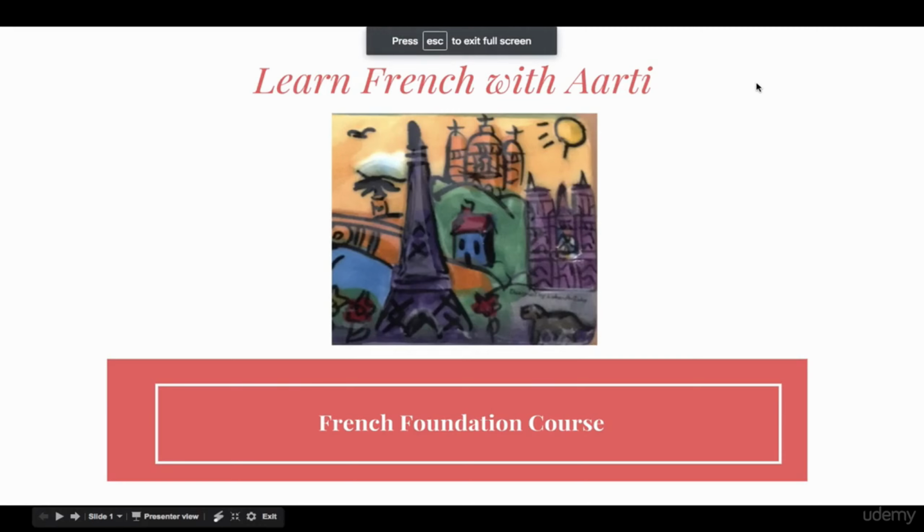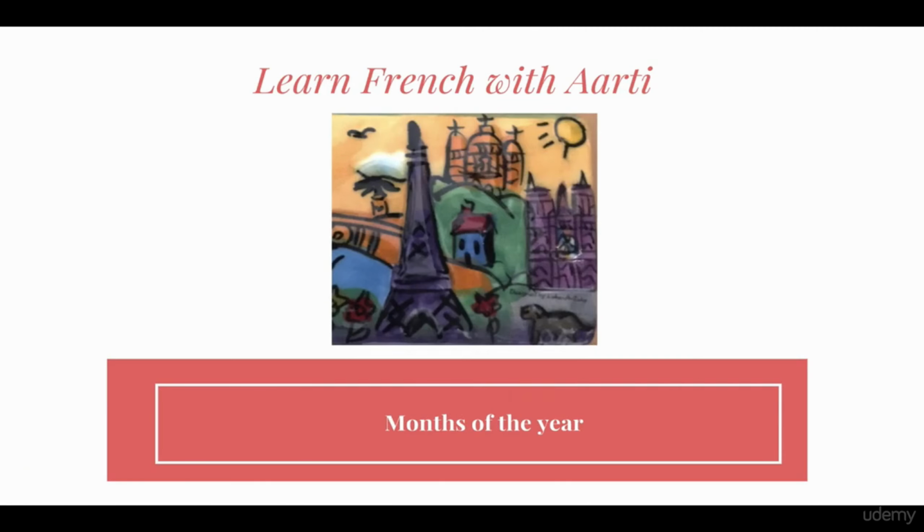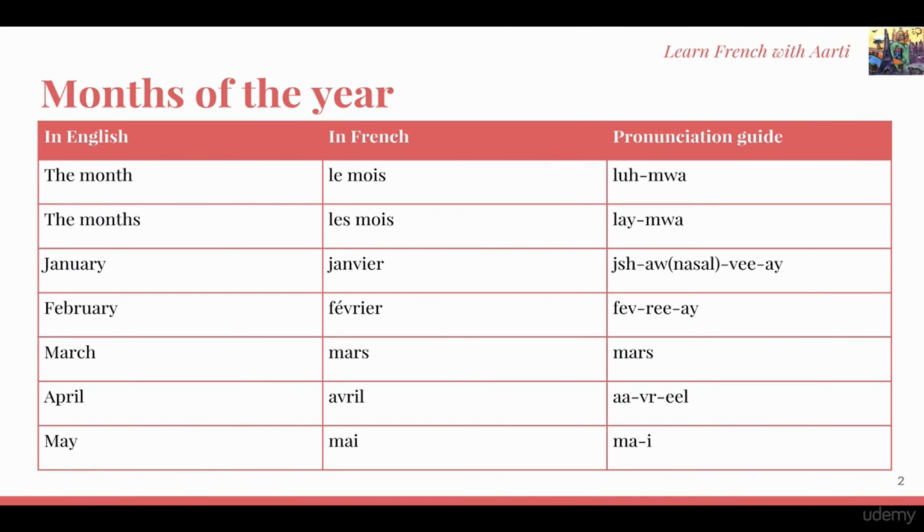Bonjour. Welcome to Learn French with Aarti. Our lesson today covers the months of the year in French. As we go through the lesson, please notice the first two letters of most months are the same as in English. The exceptions are April and August. So first, the month in French is le mois. The months in plural is les mois.